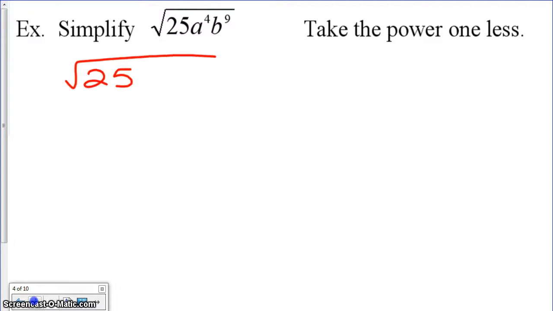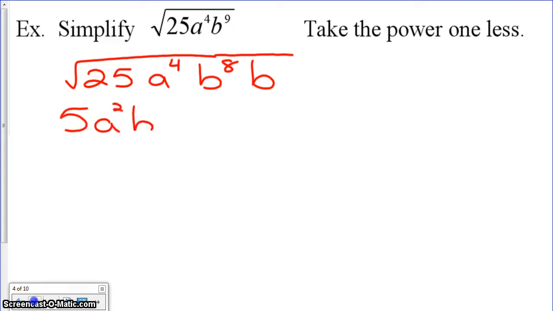We have a to the 4th. 4 is divisible by 2. And then we want to again separate our b's into b to the 8th and b to the 1st. Then a to the 4th and b to the 8th are both divisible by 2. So when I simplify this, I get 5a squared b to the 4th, and then we have our square root of b left over as part of the answer.